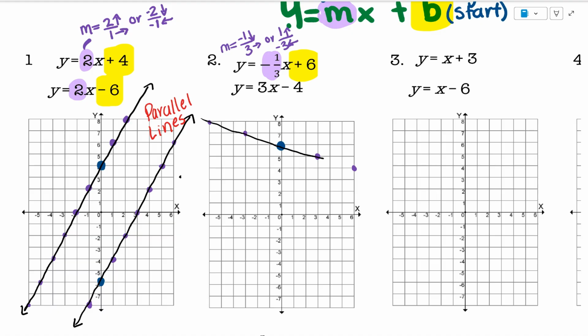So either we go down once and to the right 3, or we go up once and to the left 3. The starting location for the second equation is -4. And our slope is 3, so we'll put it over 1 so that we can get our movement left or right. So up 3, right once. Or do the opposite: go down 3 and go to the left once. Remember, when you're doing the opposite, you have to do the opposite of both the change in y and the change in x.